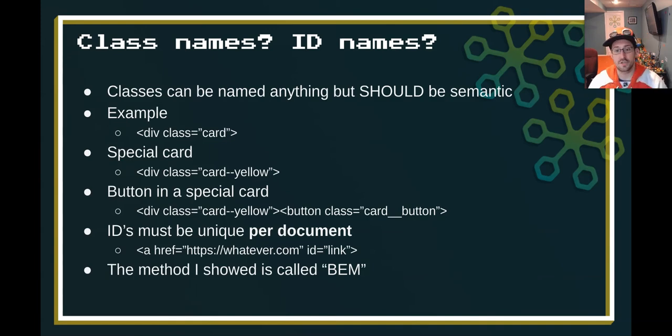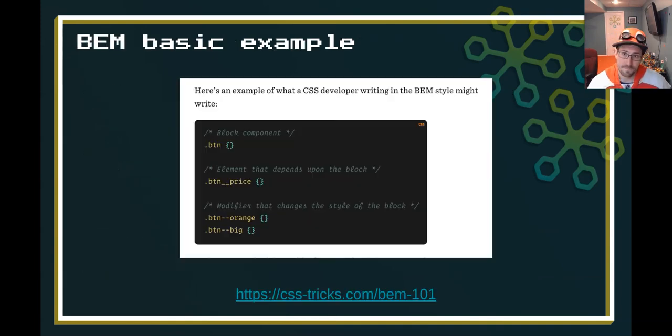So the method I showed above is actually called BEM. So this is a basic example of BEM. I can't possibly do BEM justice. It is a CSS naming convention to try and make your life sane when it comes to organizing large documents, right? If we're just making like a card or a button, that's fine. But any modern web page is not going to have one card or one button. It's going to have hundreds.